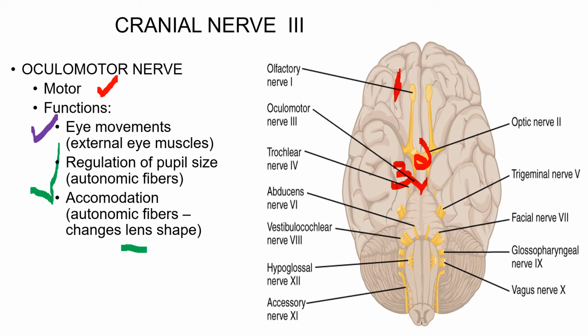So if I'm reading a book and then somebody calls my name and I look away from the book and look out into the distance, my eyes have to adjust, right? My lens has to change shape so I can go from near vision to far vision, vice versa. And that's what the oculomotor nerve does. It helps you make those quick adjustments.